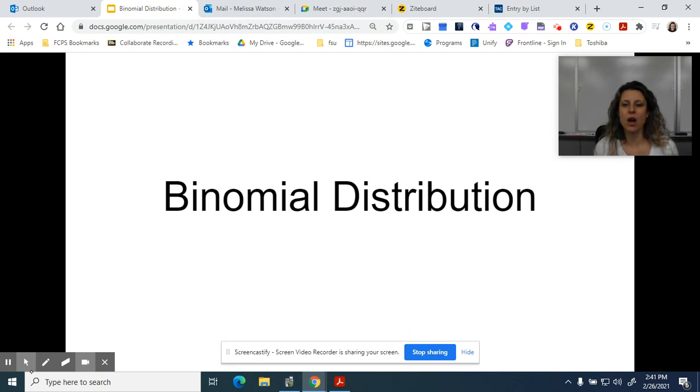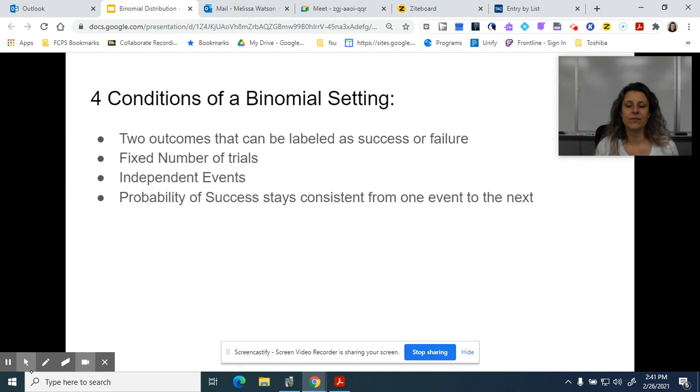In this lesson, we're going to be talking about the binomial distribution. There are 4 conditions to the binomial setting. The first one, we have to have 2 outcomes that can be labeled as success or failure.